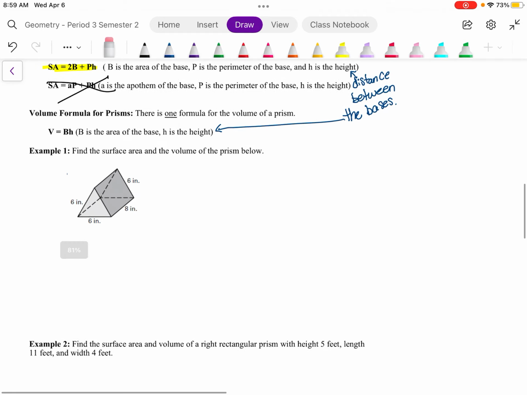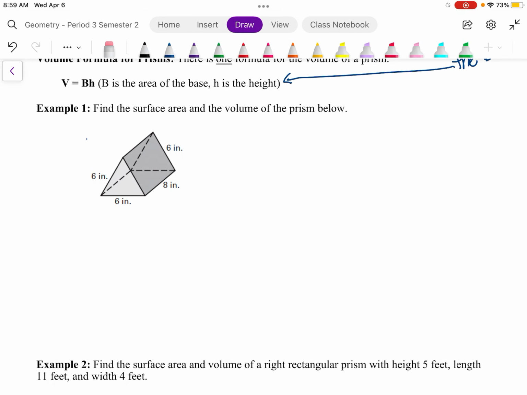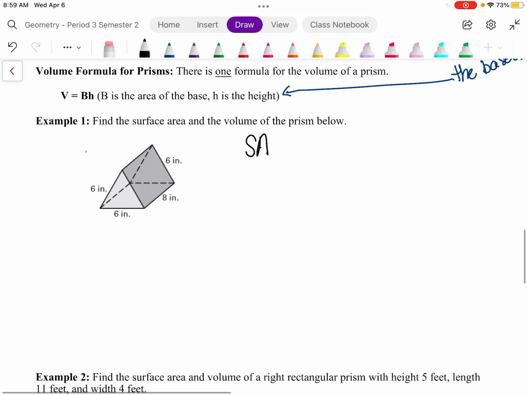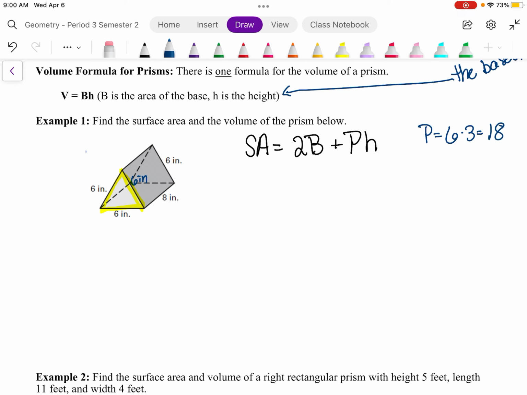So let's look at this first example. They want us to find the surface area and the volume of the prism below. So if we start with the surface area, we need to know what the area of the base is, the perimeter of the base, and the height of the prism. So we can start identifying those by looking at our shape. The perimeter is going to be the distance all the way around the shape. That is our base, which is a triangle. So we would take 6 times 3, and that's going to give us our perimeter of 18. Our height is the distance between the two bases of the triangles, which in this case is 8.